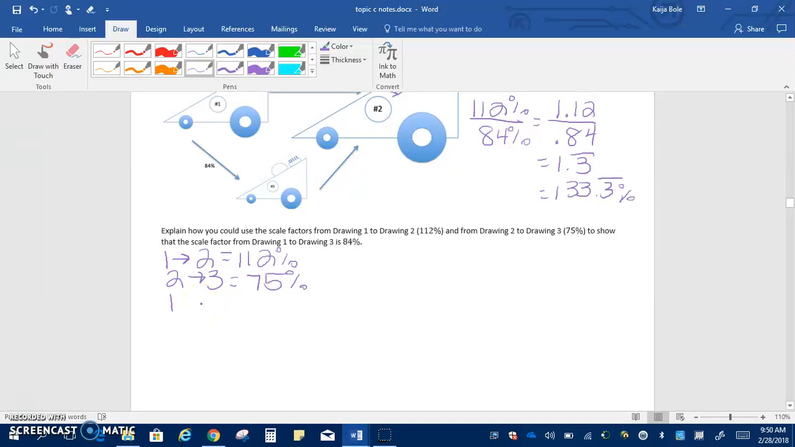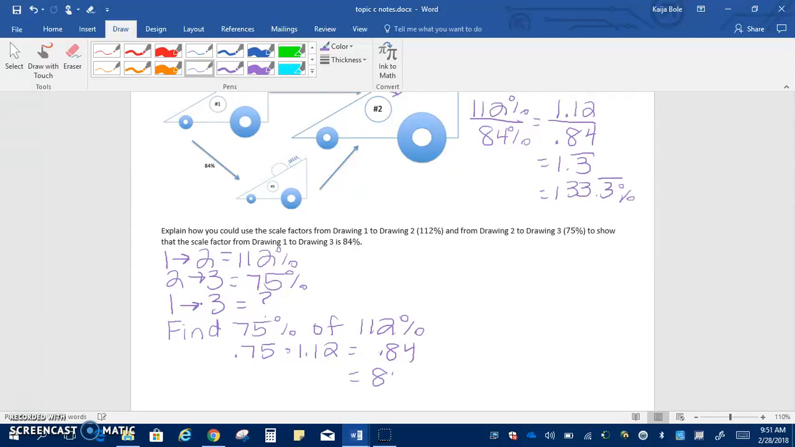Alright, and we are trying to figure out how to get from 1 to 3 now. This is the one we don't know. So we're going to use what we do know, and we are trying to figure out from 1 to 3, so that means we are going to find 75% of 112%. If we were to do that, we would multiply 0.75 times 1.12, and when you do that, you get 0.84, which would give you 84%. Okay?